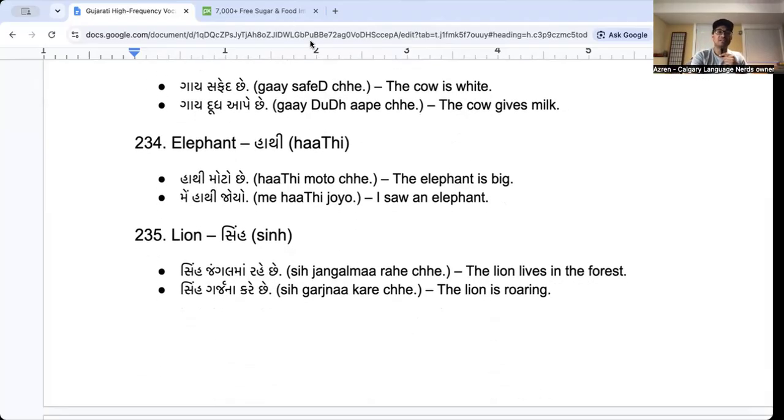Anyway, the word for lion is si. Si. Listen more to how it's pronounced and don't worry so much about this transliteration. It's kind of hard to transliterate. In fact, I almost prefer it like this, actually. It's not si, ha, it's just si. Okay. So si jungle ma reche. Si jungle ma reche. The lion lives in the jungle.